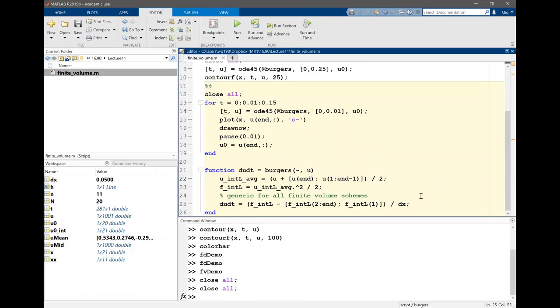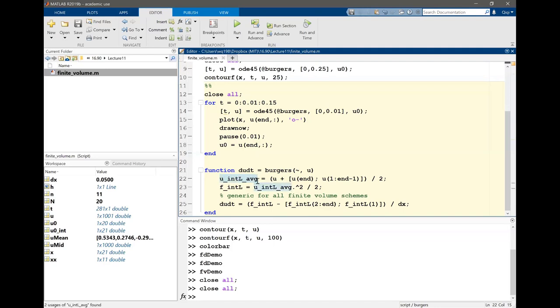Can you explain what you're doing on the first line when you find U interface L average? Yeah, my first line is taking the average between, for example, the first value of U, which is the volume average at the first cell, averaged with the last value of the array, which is the volume average at the last cell. Because of the periodic boundary condition, the last cell lies immediately to the left of the first cell, which means the average between the first cell and the last cell is the average on the interface. You can think of it as the interface on the left of the first cell or the interface to the right of the last cell. So that's the first value of the U interface L average.